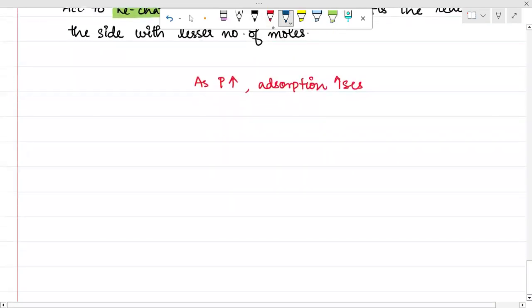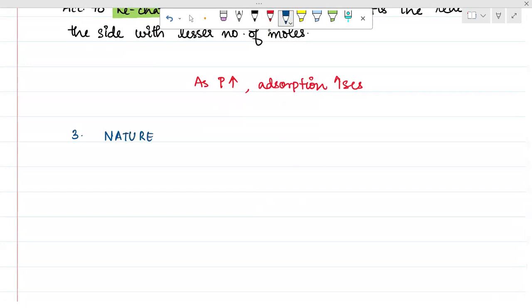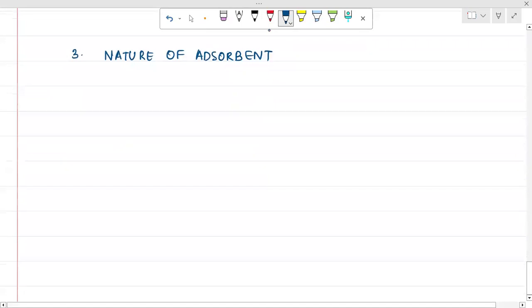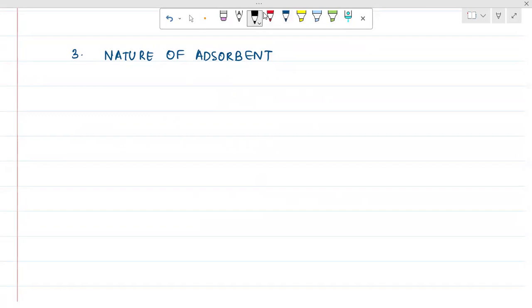Next, nature of the adsorbent. Now see, the adsorbent is the surface on which adsorption happens. It is directly proportional to the surface area. That's all. Adsorption increases with surface area of the solid.